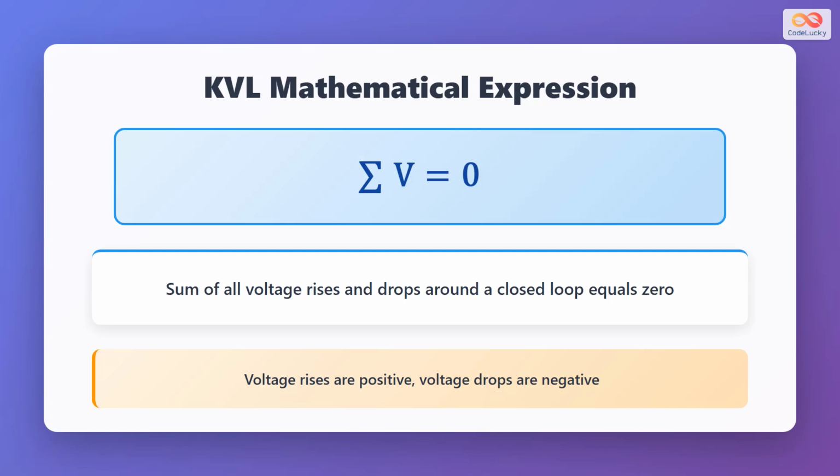Mathematically, Kirchhoff's voltage law is expressed as the sum of all voltages around a closed loop equals 0. When applying this law, we assign voltage rises a positive sign and voltage drops a negative sign. As we traverse the loop and add all voltage rises and drops algebraically, the total must equal 0, confirming energy conservation.